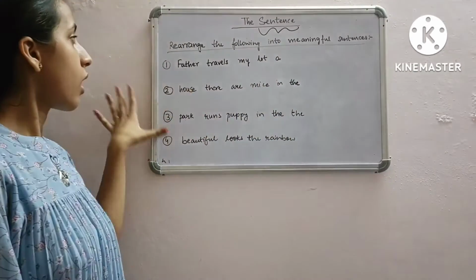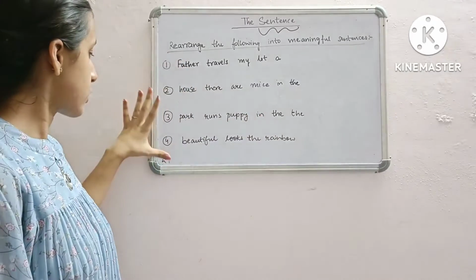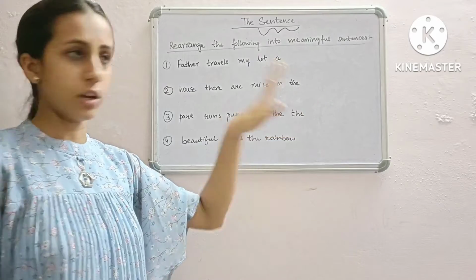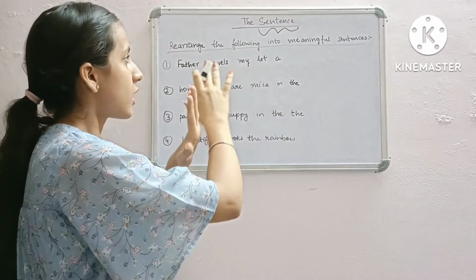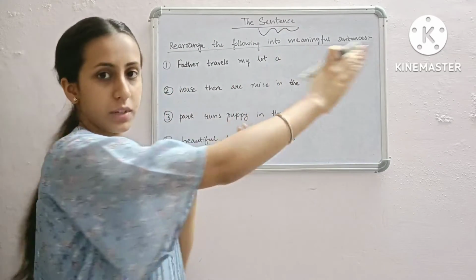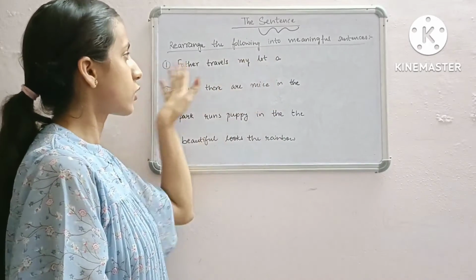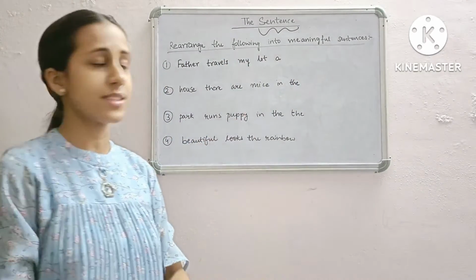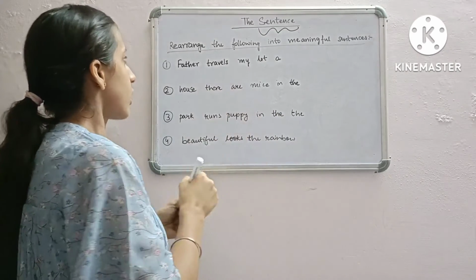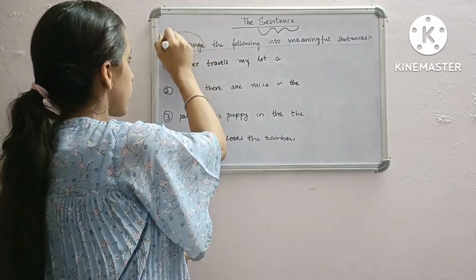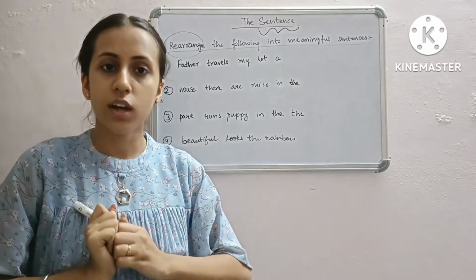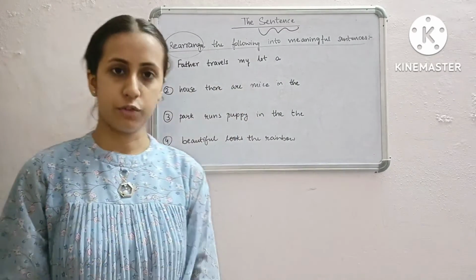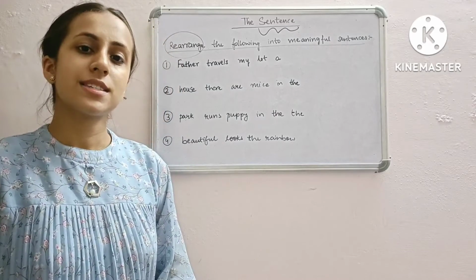Okay, so here are a group of words. There are 4 sentences basically. These are a group of words. They are not the complete sentences. They do not make any sense. Like father travels my daughter. That does not make any sense. But this is our duty. The question given to us is rearrange. That means we are going to rearrange all of them to make a meaningful sentence, a complete sentence.